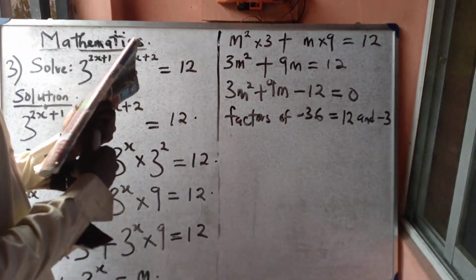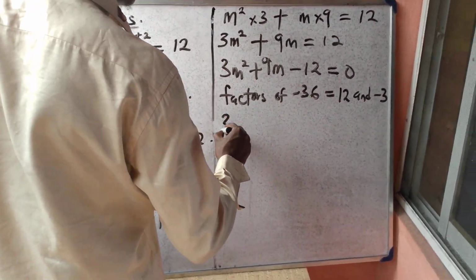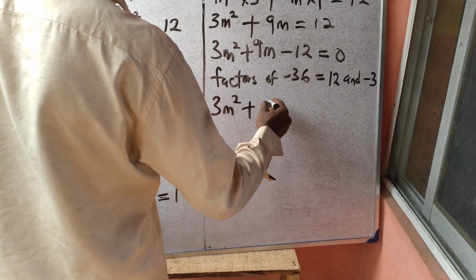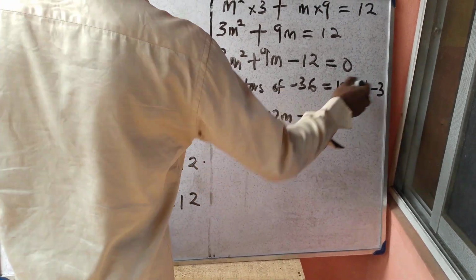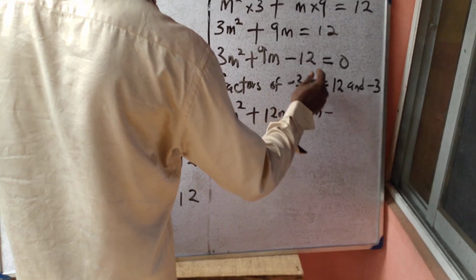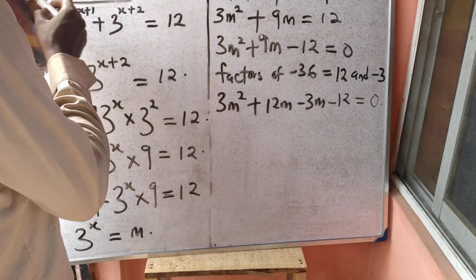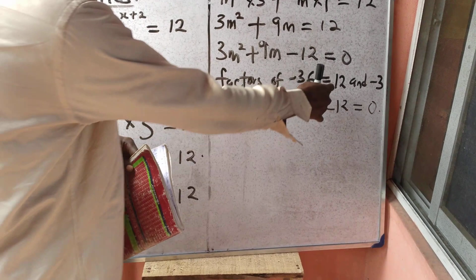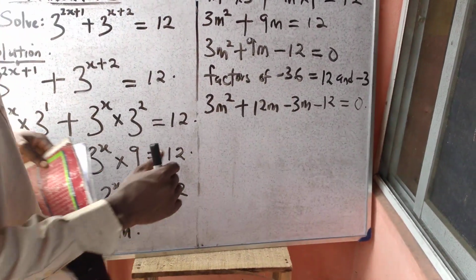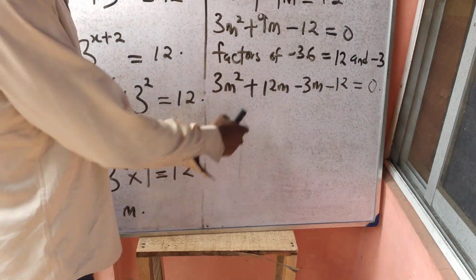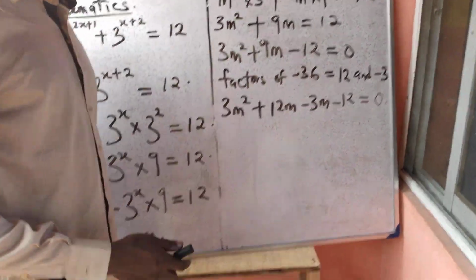Hence you have gotten those factors. This becomes 3m squared plus 12m minus 3m minus 12 equals 0. Alright, so these are the 2 factors which we obtained, 12 and minus 3. Okay, so in place of this 12, you write 12m. In place of minus 3, you write minus 3m. So 12m minus 3m still gives you 9m.